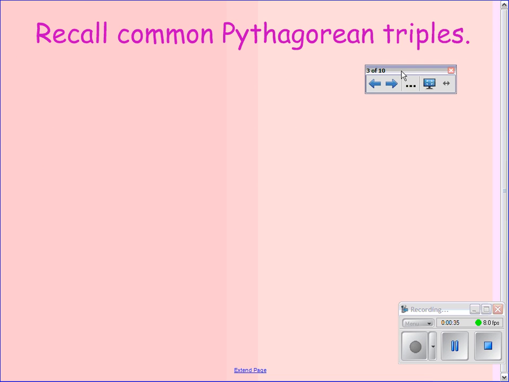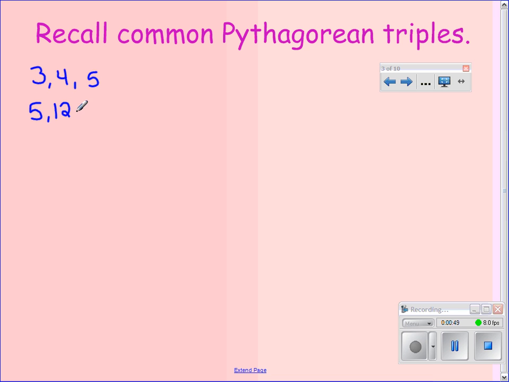Now we want you to recall your common Pythagorean triples, because that's what we're going to be using today. The first one is the 3, 4, 5. Then we have 5, 12, 13. 7, 24, 25. 8, 15, 17. And the last one we want you to know is 9, 40, 41.